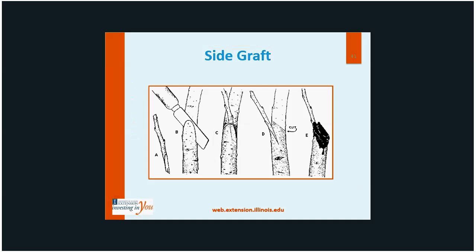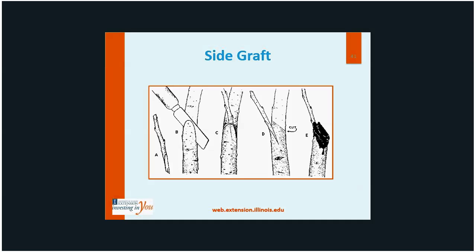So in this diagram we can see we're making a cut into that larger diameter stem, that's our rootstock, and that smaller twig you see, that's our scion. We're going to slip it into there. So basically I'm cutting open a slit, and then I'm going to slide that new branch in there so it sits in that pocket nice and snug.